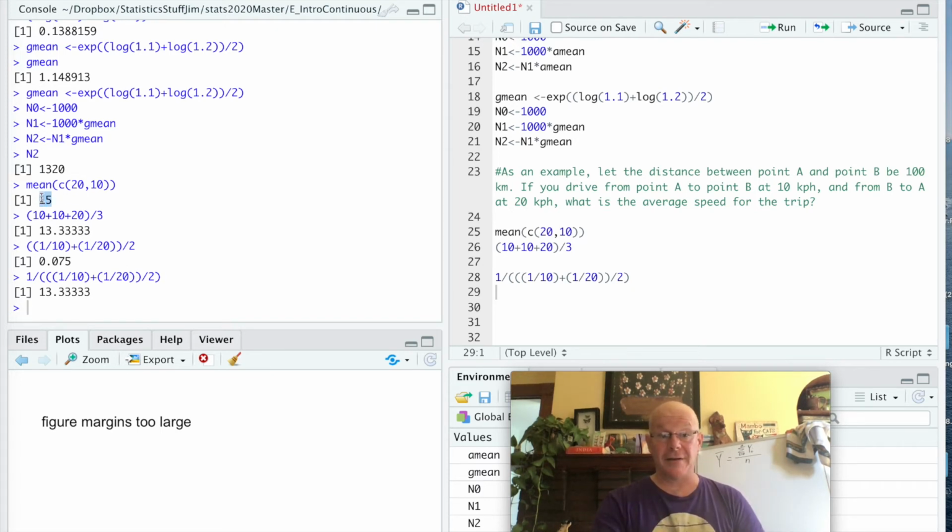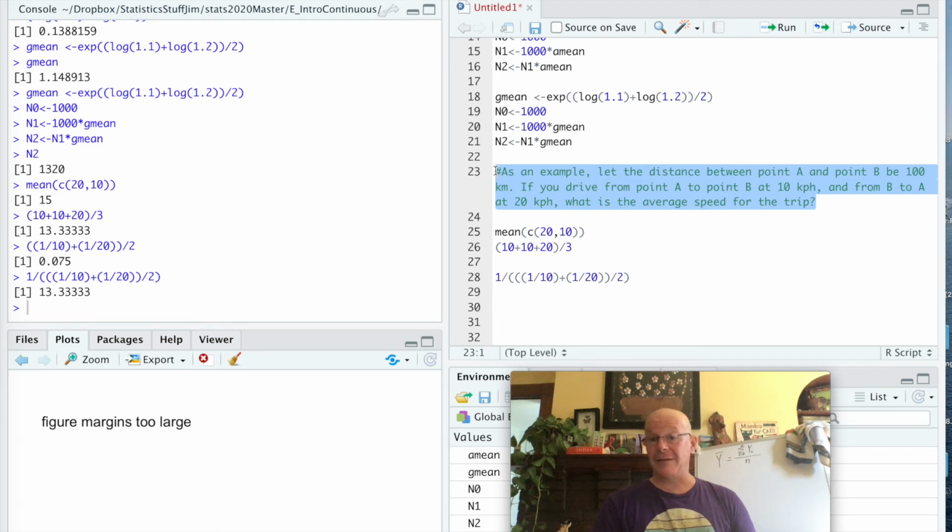And clearly 15 kilometers per hour is the incorrect answer to this problem, because again, we were driving at 10 kilometers per hour twice as long as we were driving at 20 kilometers per hour. The harmonic mean will fix that problem for us.